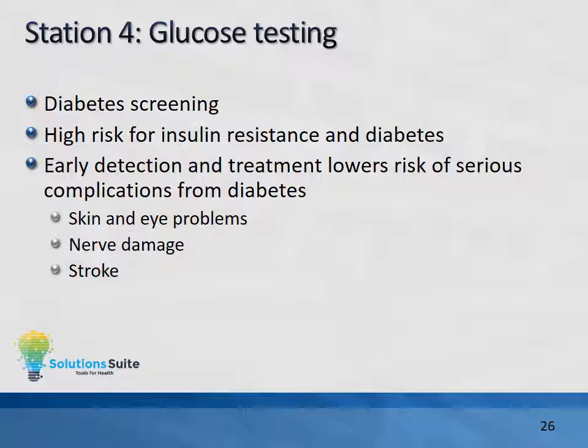The next station described in our guide is for glucose testing and diabetes screening. This station is important because many people in mental health recovery are at high risk for insulin resistance and diabetes, which may be partially due to the use of psychiatric and other medications. The American Diabetes Association emphasizes that early detection and treatment of diabetes can decrease the risk of developing the complications of diabetes, such as skin and eye problems, nerve damage, and stroke.